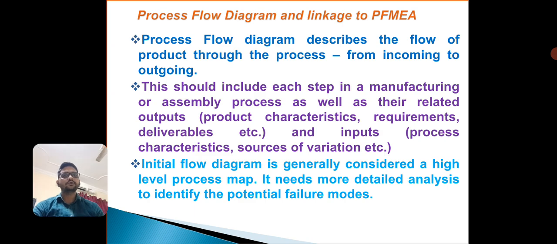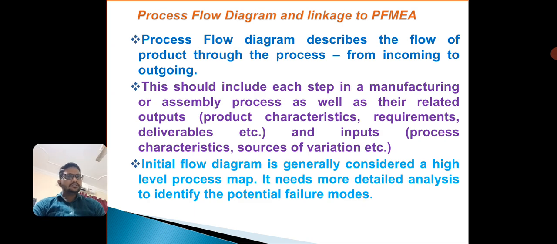flow of product throughout the process. It means PFD and linkage to PFMEA, that is process flow diagram and linkage of PFMEA. It means first we need to prepare the PFD, then the PFMEA. The process flow diagram describes the flow of the product throughout the process from incoming to outgoing. This should include each step in the manufacturing or assembly process as well as their related outputs, requirements, inputs and input characteristics, output characteristics and sources of variation also.